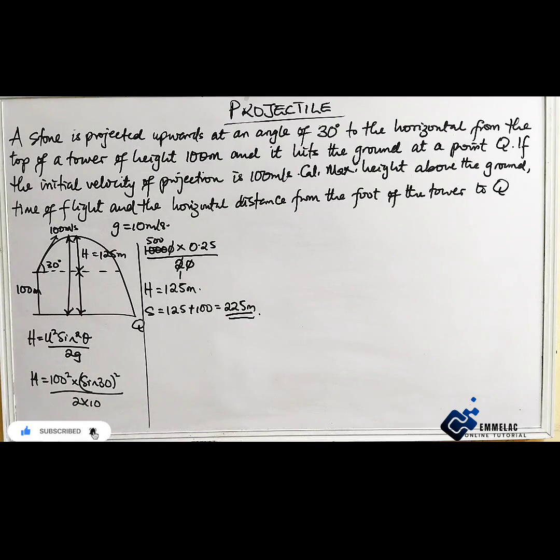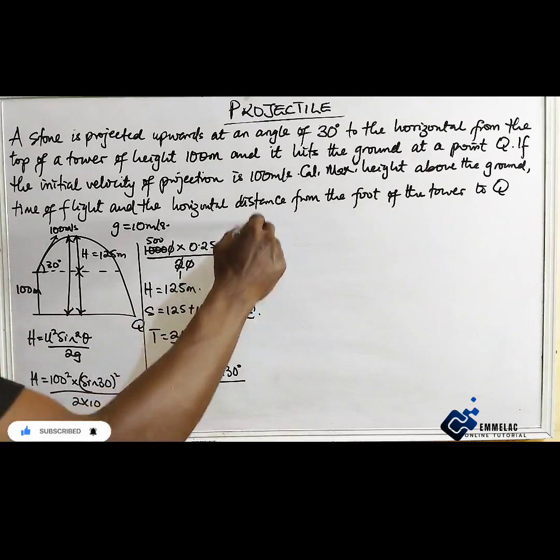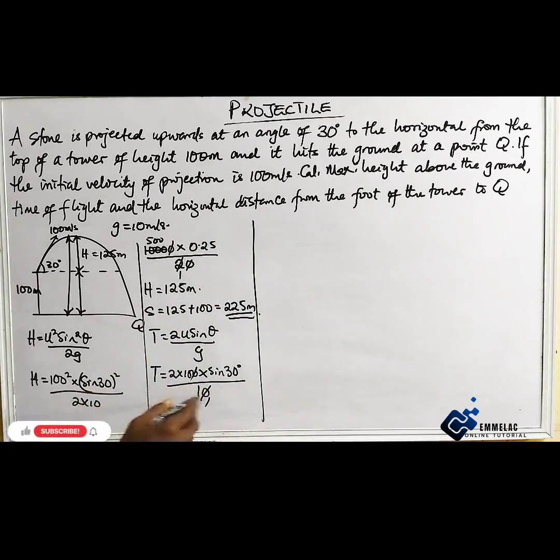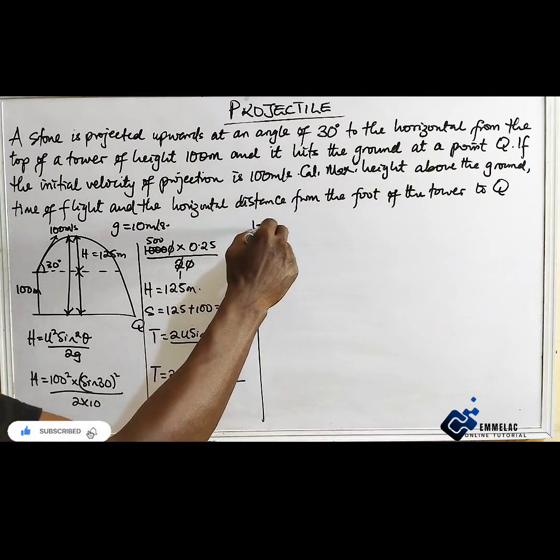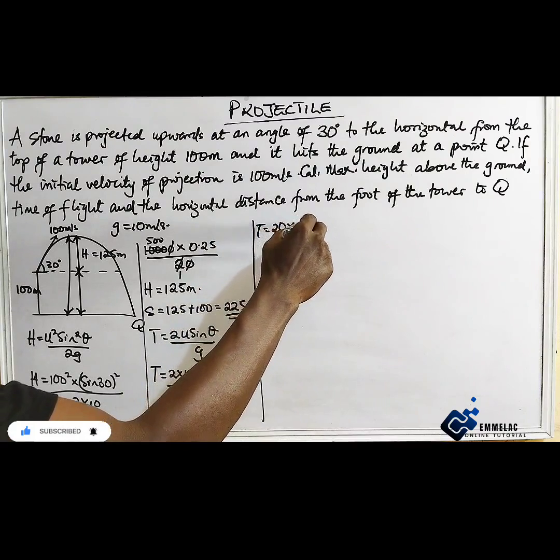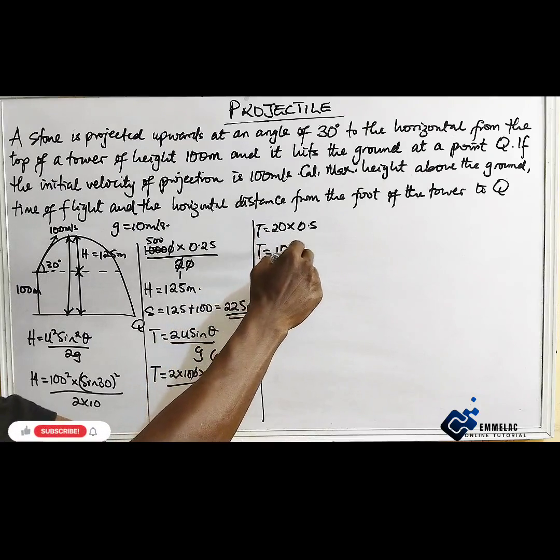Alright, the next thing now is the time of flight. The time of flight is t equals 2u sine theta over g. Plugging in all the necessary parameters, t equals 2 times 100 times sine 30 over 10. Take note that sine 30 equals 0.5. So t equals 20 times 0.5, so t will now be 10 seconds.